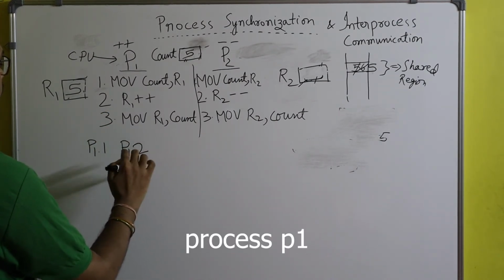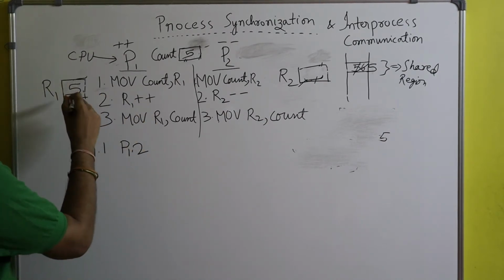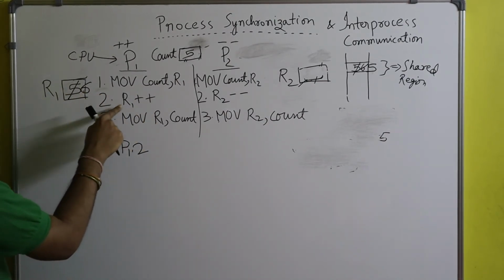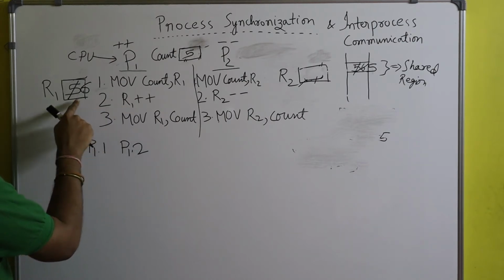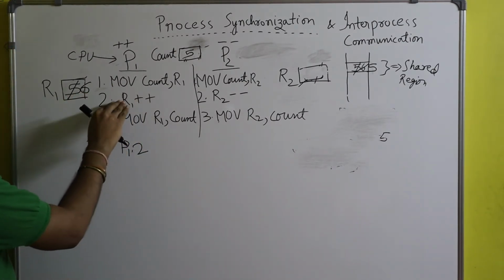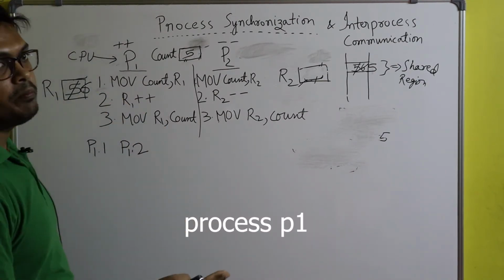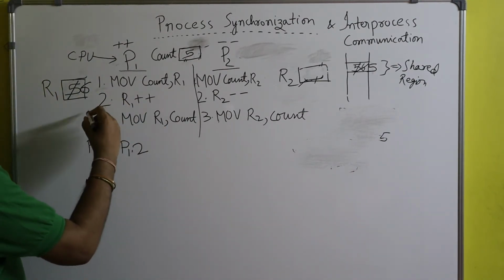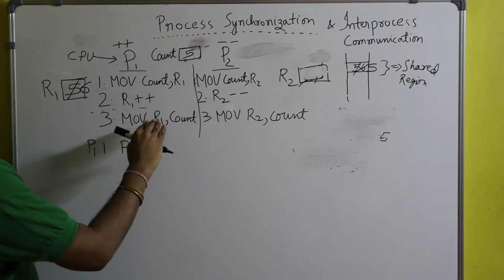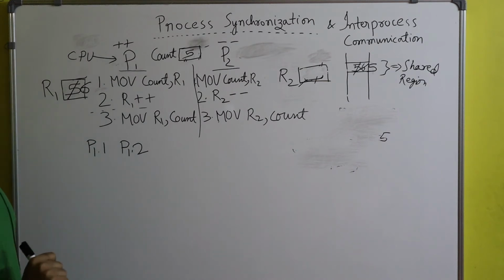Then process P1 will execute its line number 2. Here R1 plus plus will happen, so it will become 6. So the register R1 contains 6. But before process P1 executes line number 3, a preemption happens. At this point, the CPU is snatched from process P1 and given to process P2.